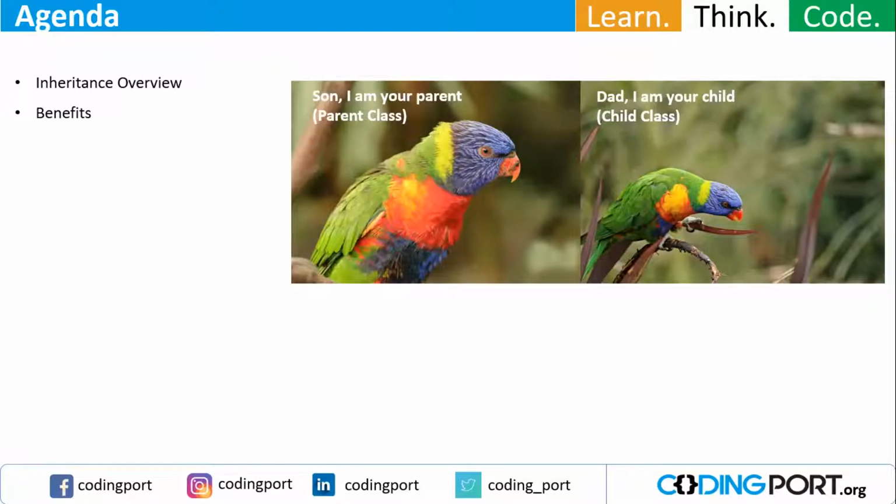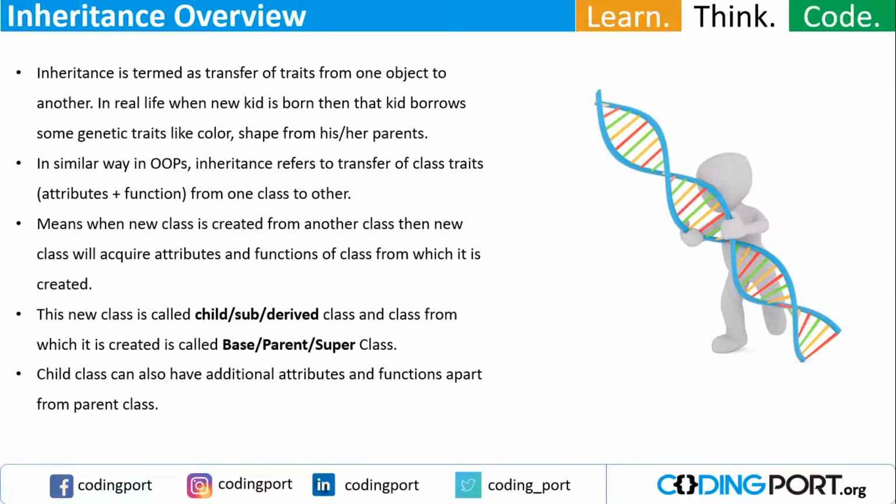Whenever any new species is born, that new species borrows some traits from the parents in terms of color, shape, or size, and apart from that, that species also has its own additional attributes. Guys, this same concept applies to the software world when we are talking about inheritance in OOPs.